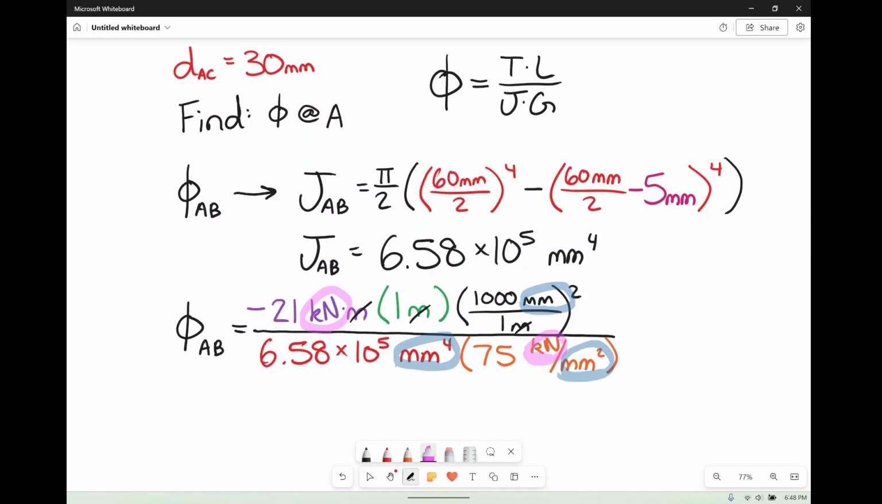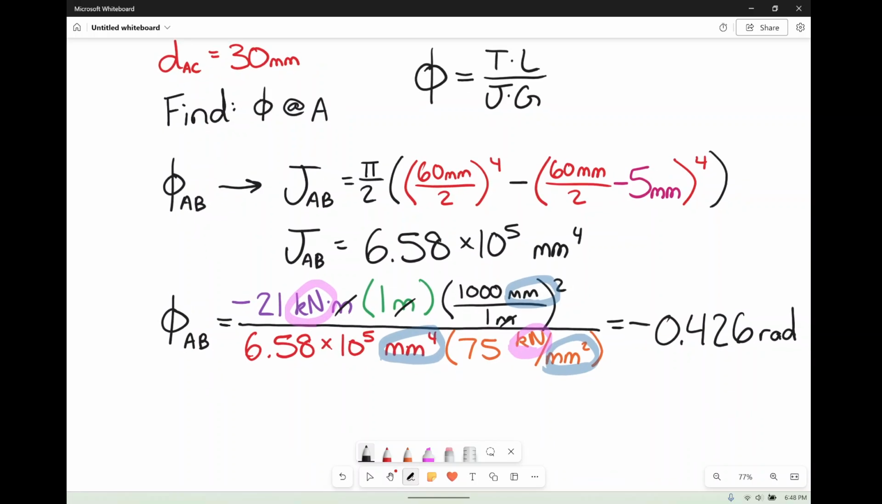So thankfully everything's going to cancel out, and that's going to leave us with radians, but very specifically negative because we had a negative twisting. And believe it or not, this isn't really very big. This is 0.426 radians. Yeah, actually really small. If you think about it, it's really not that big.